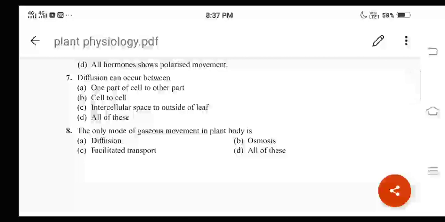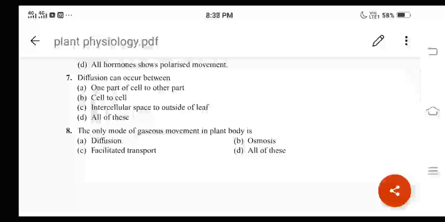Then question number 8. The only mode of gaseous movement in the plant body is, what are the different options here? Diffusion, osmosis, facilitated transport, and the fourth one is all of these. According to the question, the correct answer is option A, diffusion.